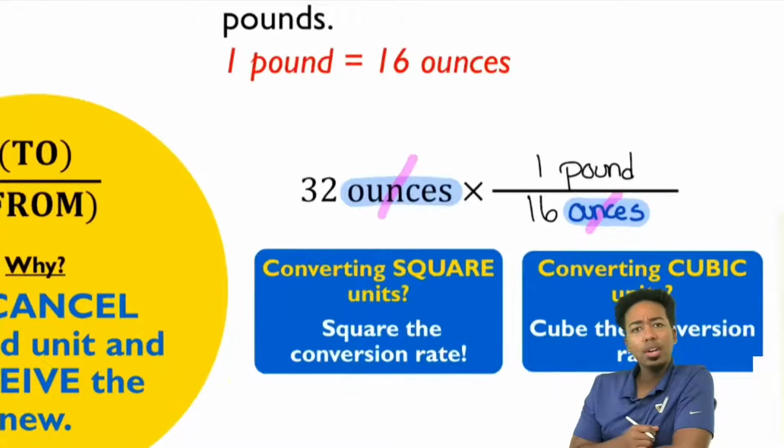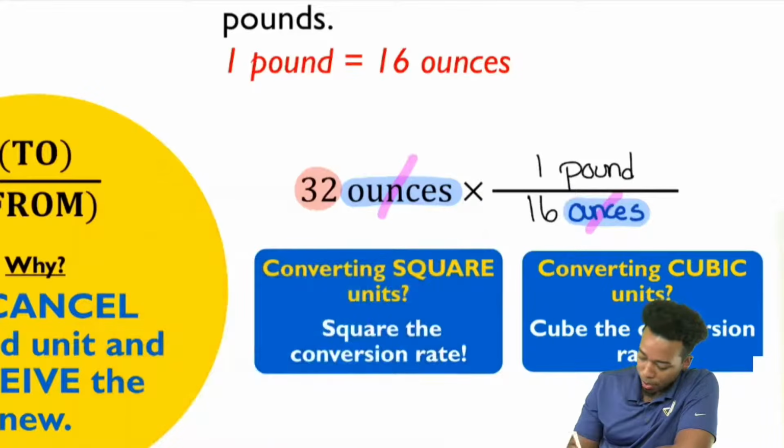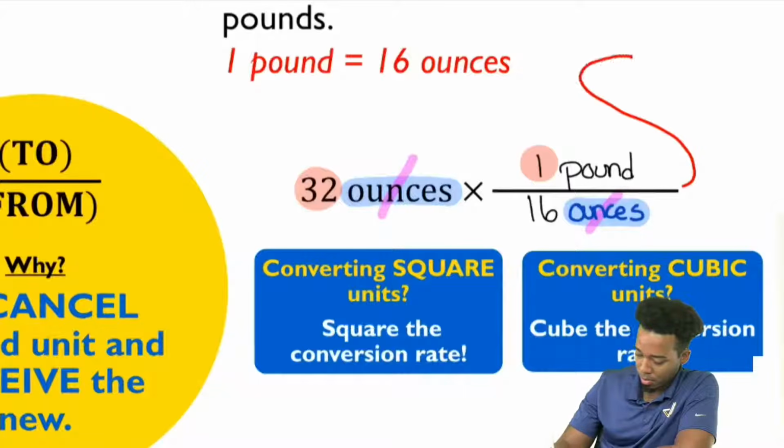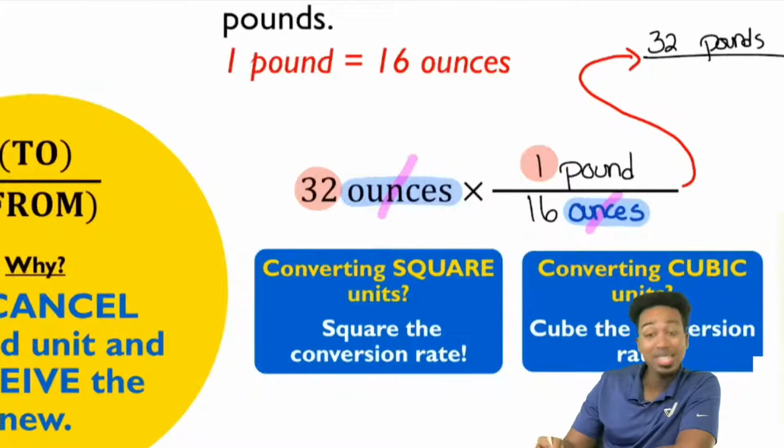If you're asking, hey coach, I don't know if I'm going to be multiplying or dividing, we'll take a look. This is a nice way to tell because the 32 from the ounces and the 1 from the pound are going to multiply. Everybody, what's 32 times 1? That's going to be 32. And then we still have that pound there, and then we have the 16 on the bottom still.